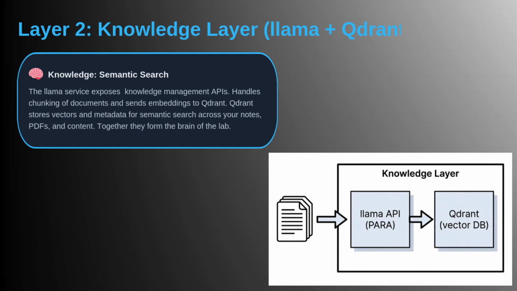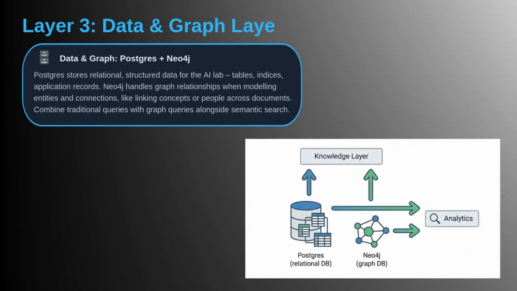So if the model layer is the engine, the knowledge layer is the organized memory that the rest of the lab can query and build on. Underneath the knowledge layer sits the data and graph layer. Postgres is the workhorse for structured, relational data. It stores tables for resources, indices, and other application state that needs strong consistency and traditional querying. When something in the lab needs a well-defined schema and reliable transactions, it usually goes into Postgres.